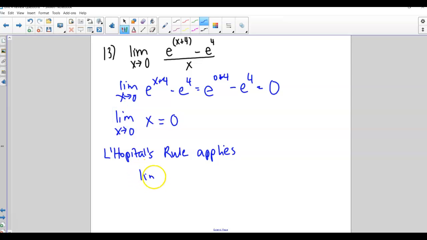When you take the derivative of the top and bottom here, the derivative of the top, e to the x plus 4, is e to the x plus 4. You do have to multiply by the derivative of x plus 4, but that is just 1. Derivative of e to the 4th is 0 because e to the 4th is just a number. e is like pi. That's just a number, so we'll get 0 there. And then in the denominator, derivative of x is just 1. So if we plug in 0, we'll get e to the 0 plus 4 over 1. So we're just going to get e to the 4th as our answer.